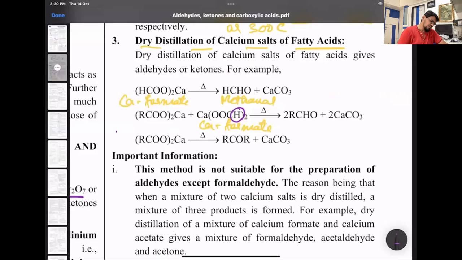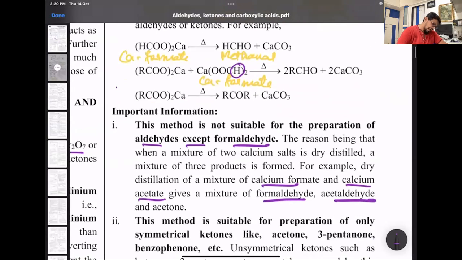See what it says. This method is not suitable for the preparation of aldehydes except formaldehyde. The reason is this only, because you get a mixture. Suppose I take calcium formate and calcium acetate. I'll be getting formaldehyde, acetaldehyde, and acetone. So you get a mixture of 3 different products if you take 2 different calcium salts. A single calcium salt gives you only 1 product. So calcium formate only gives formaldehyde. Higher calcium salts will give the respective ketone.